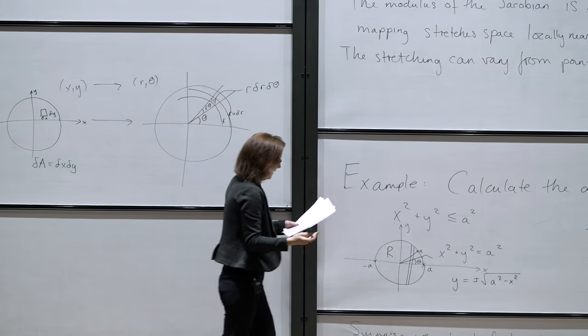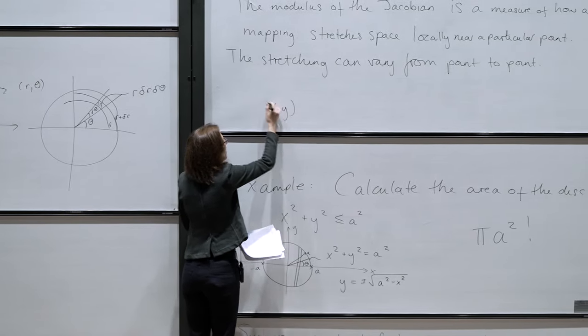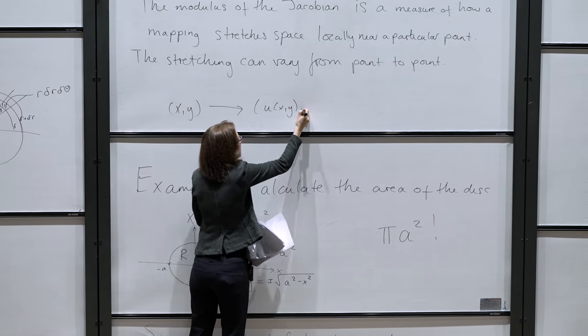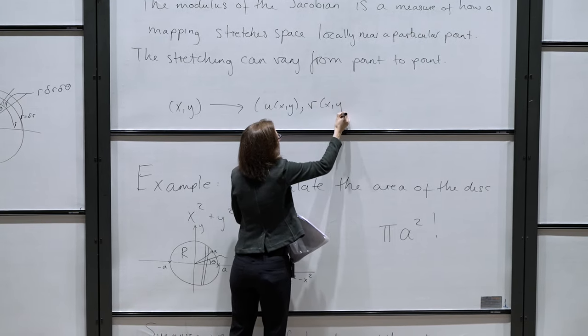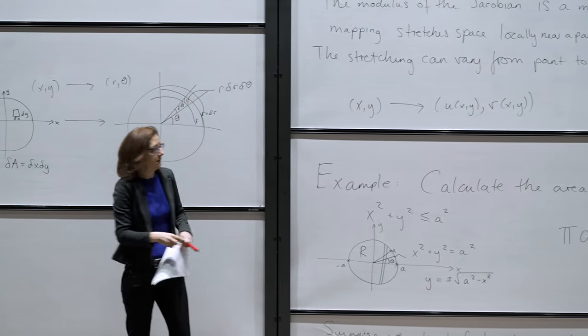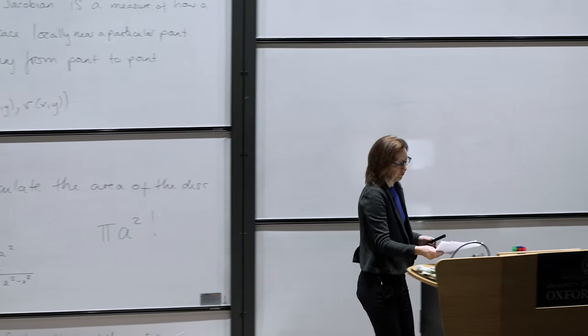All right, so let's suppose we have a general mapping. We're going to go from x, y to u of x y, v of x y. So before, my u was r and my v was theta. Now it's going to be anything we like. We're going to keep it general.